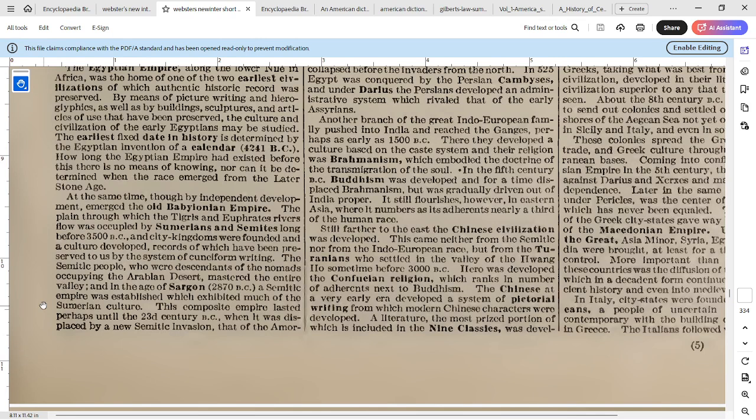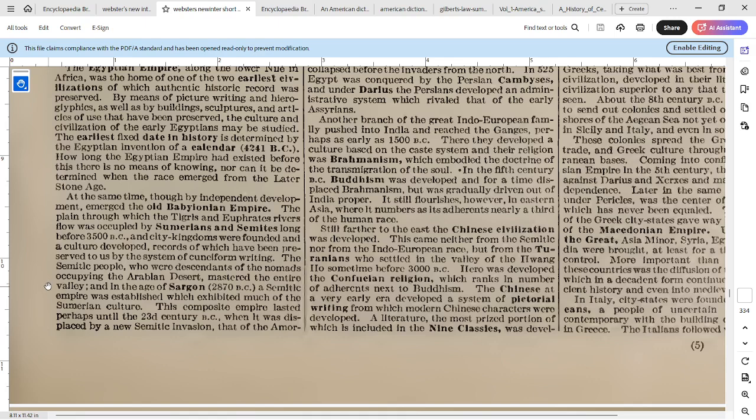At the same time, though, by independent development, emerged the Old Babylonian Empire. The plain through which the Tigris and Euphrates rivers flow was occupied by Sumerians and Semites long before 3500 BC, and city kingdoms were founded and a culture developed, records of which have been preserved to us by the system of cuneiform writing.